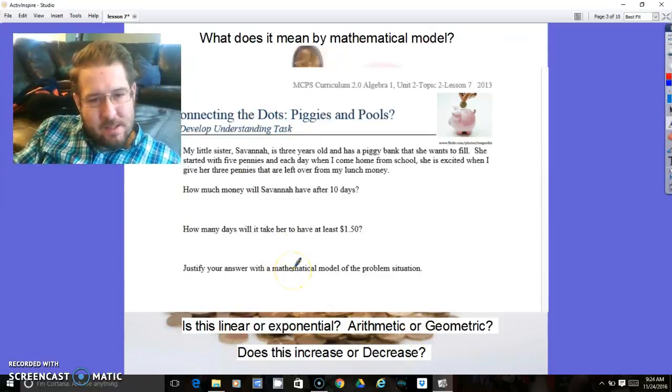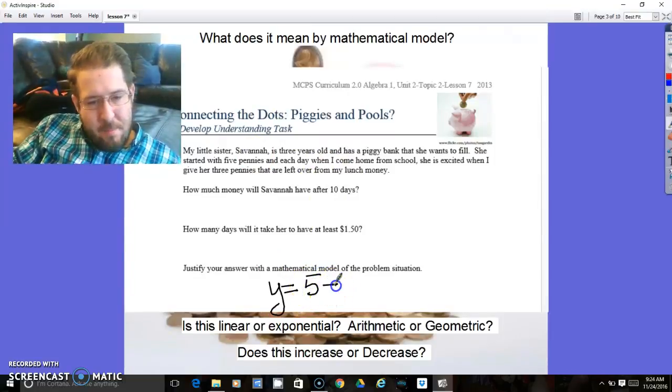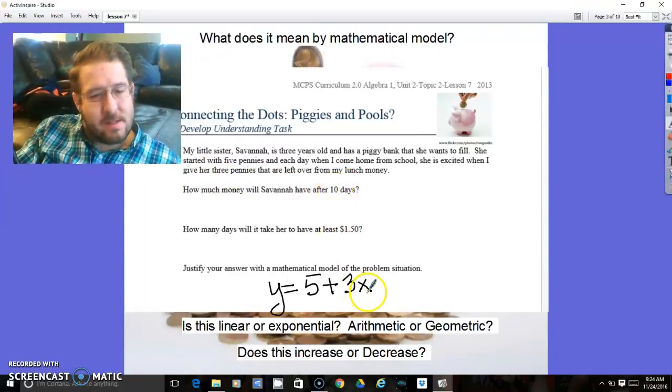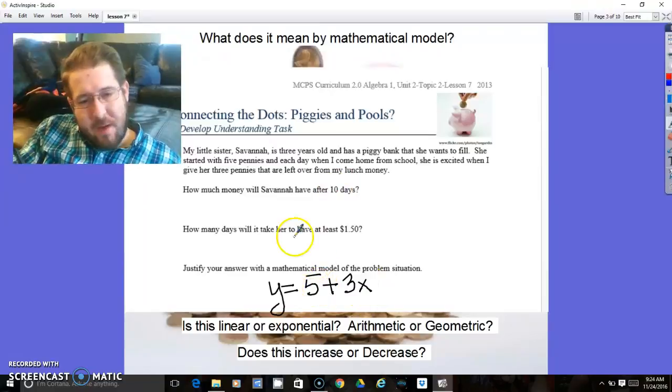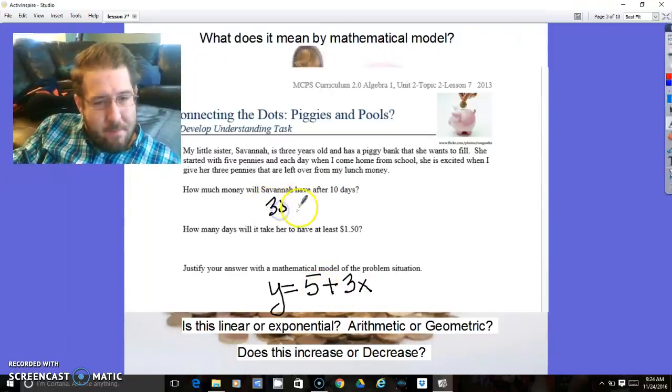This happens to be an arithmetic sequence because she's given her sister 5 pennies and 3 pennies per day. So if I was going to write that with a model, that would be 5 pennies to begin with, plus 3 pennies per day. Per means multiply, x is the amount of days, and y would be the total amount of pennies. So if I want to solve that, all I'd have to do is put 10 in for x and solve. 3 times 10 is 30, plus 5 makes 35 pennies.